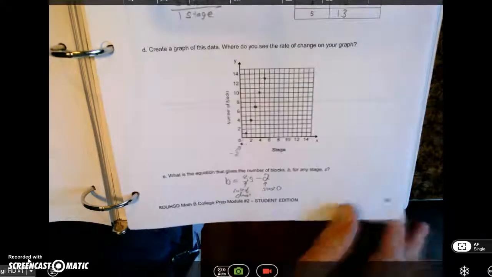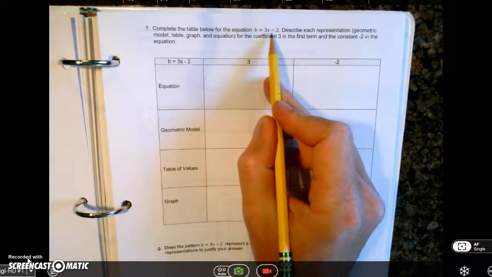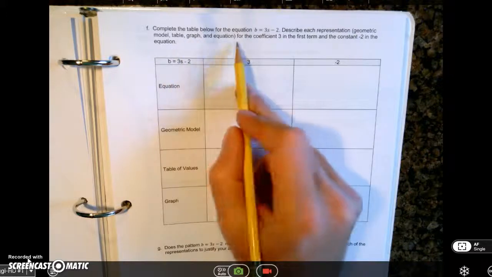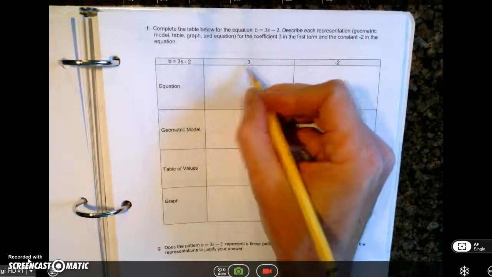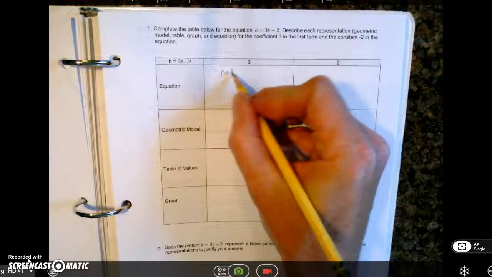Okay, last page. Maybe you have to make this a little smaller, so zoom in if you have to. Complete the table below for b equals 3s minus 2. Describe each representation: geometric model, table, graph, and equation. Okay, so the equation, we're describing the parts. What does this 3 in this equation represent? What's the rate of change?